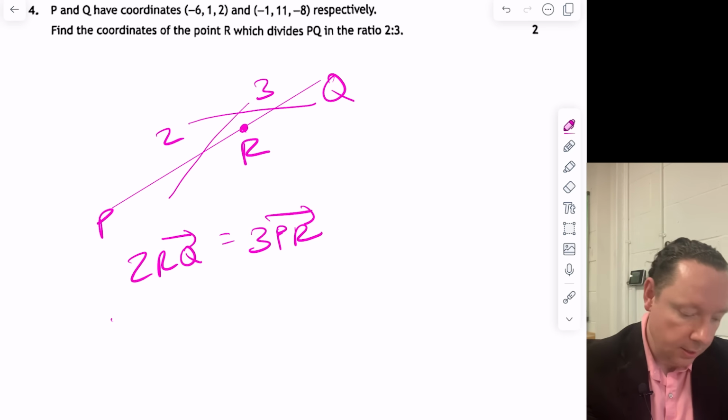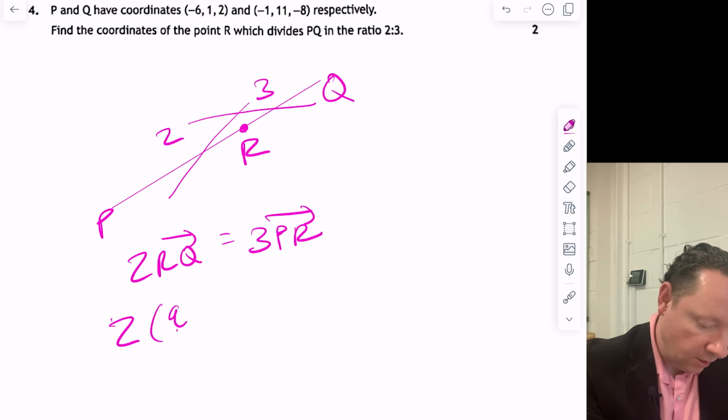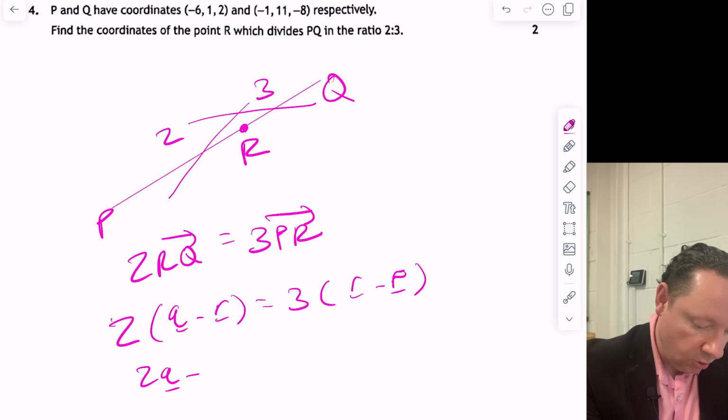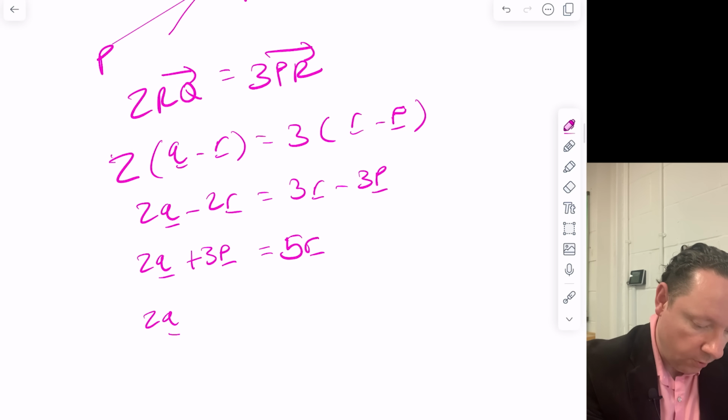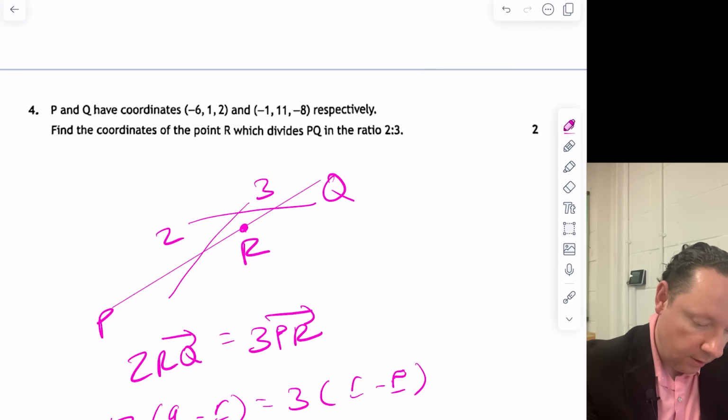Do maths properly. So we've got 2(q minus r) equals 3(r minus p). So that's 2q minus 2r equals 3r minus 3p. And I want r, so I'll take r's over to this side to get 5r. And then the q and the p are going to be over here, and that's your 2 and 3. So you've got (2q plus 3p) all over 5 equals r. Again, you could have seen that from this kind of pattern, 2q, 3p over 5.